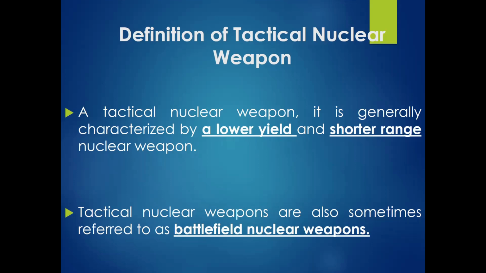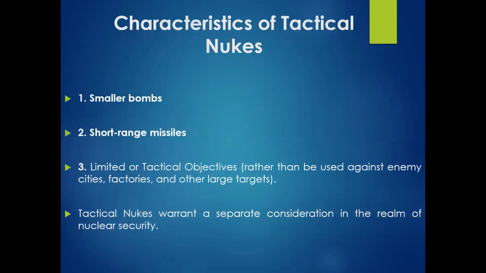So it has a low yield, in that the kiloton power will be less. Number two, it has a shorter range because it is deployed on the battlefield, and it is also considered a battlefield nuclear weapon. So this is just a basic understanding of tactical nuclear weapons.